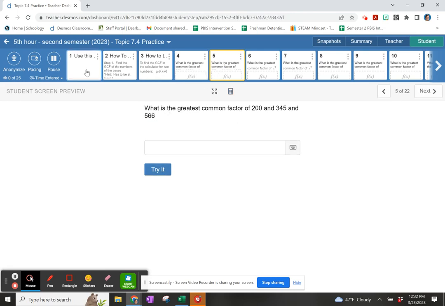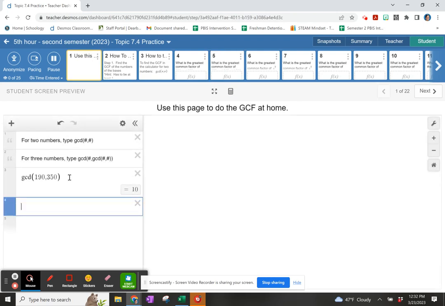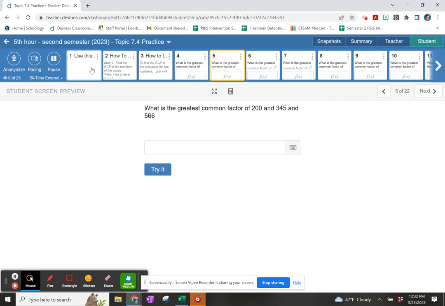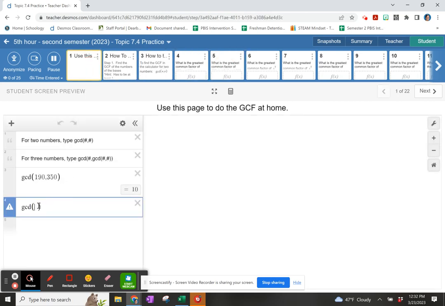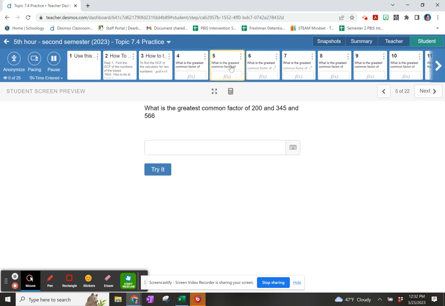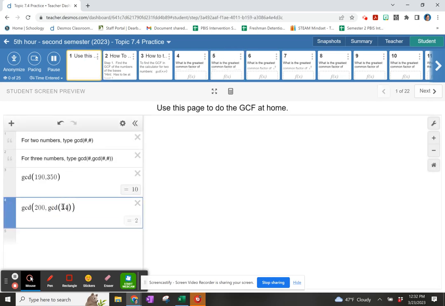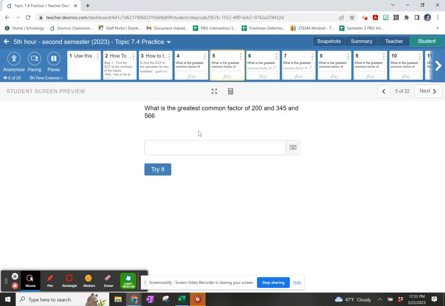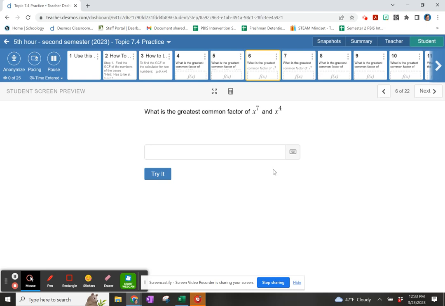Here, it's 3 numbers. So you can just keep adding this if you want. GCD 200, then comma GCD again, and then you want to put the last 2 numbers. So for example, 345 and then 566. And here the greatest common factor is 1. So even though it's 1, we still have to write it as 1. That's actually a really important rule that we're going to talk about.